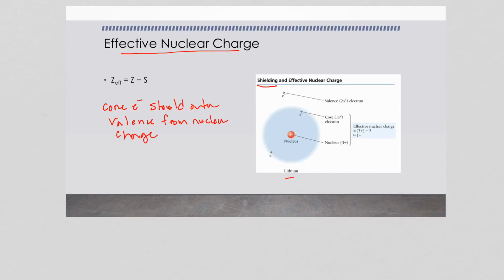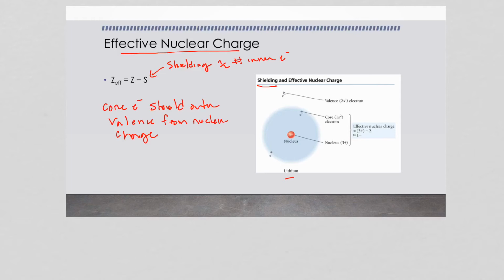And so these valence, these outer electrons, experience what we call an effective nuclear charge. And the way Z effective is calculated is that we take the full nuclear charge, which is Z, minus a shielding effect. Now, while it's by no means exact, we can estimate the shielding effect as sort of the number of inner electrons.